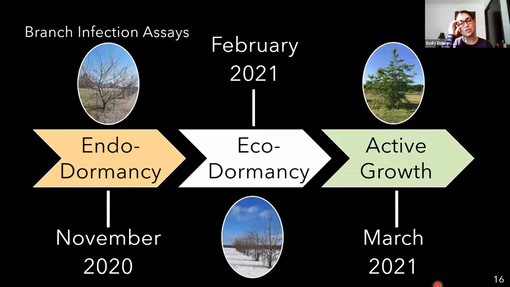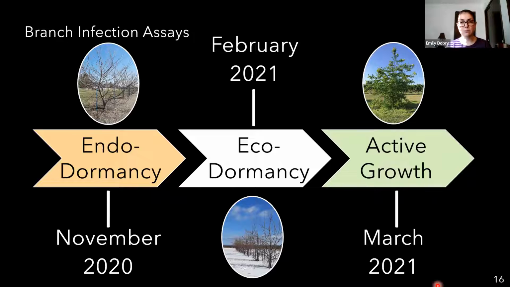For our branch infection assays, we wanted to more fully describe the response of the tree tissue to the presence of the pathogen on a year-round basis, so during multiple seasonal tissue stages. So we began by collecting branches in November of 2020 when the trees were in their endodormant stage. So this is when they're deeply dormant. This is prior to the completion of chilling hour requirements. Then we collected again in February of 2021 when they had completed those chilling hour requirements, and now they're ecodormant.